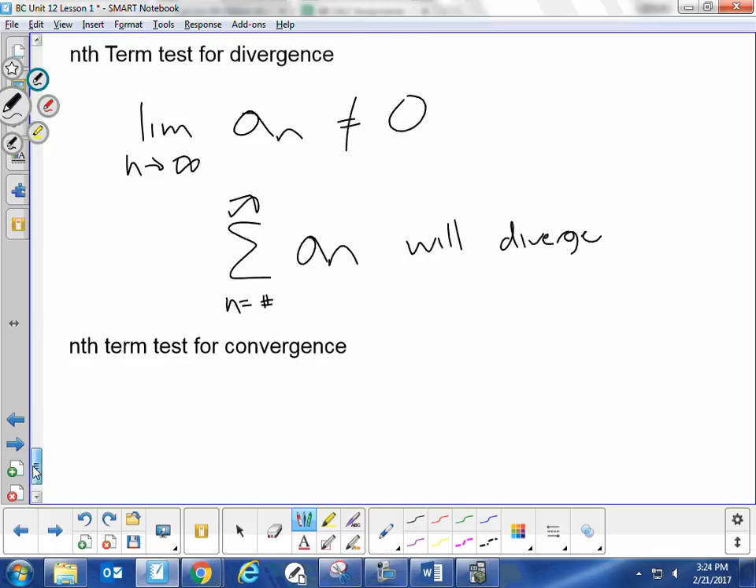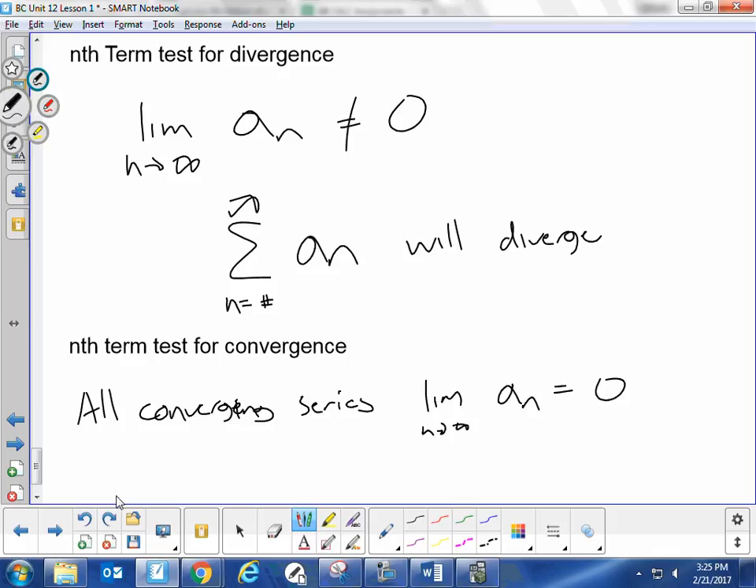Now, we would say, okay, great. So if my limit does not approach 0, then my sum is going to diverge. Well, that means if my limit does approach 0, you would think that all of my series would converge, but that's not the case. We can say for all converging series, the limit as n approaches infinity of a_n will equal 0. However, not all series where the limit of a_n equals 0 will converge. It works one way, but not the other.